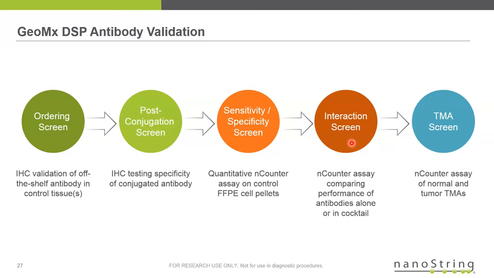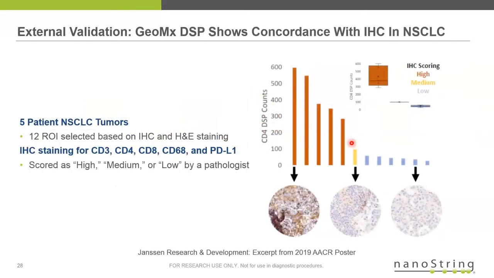And then finally, we have a variety of tissue microarrays that have tumor types and different tissue types, so we can make sure that biologically we're seeing a signal where we expect to and not where we don't expect to. This is just an excerpt from a poster presented at AACR by Janssen Research and Development.